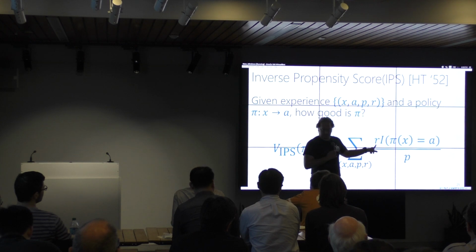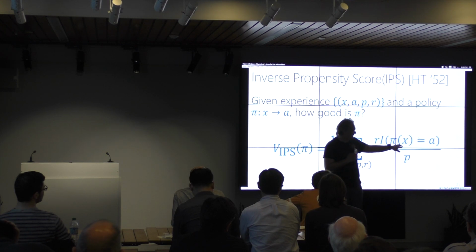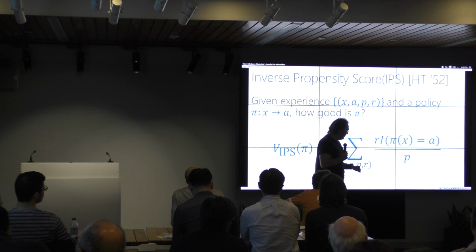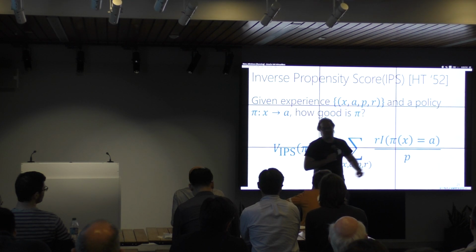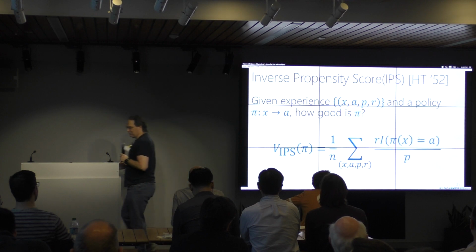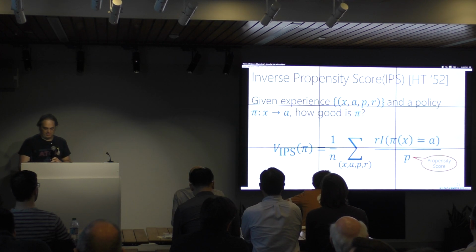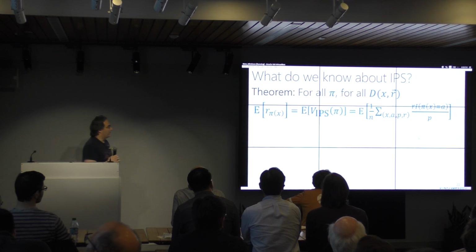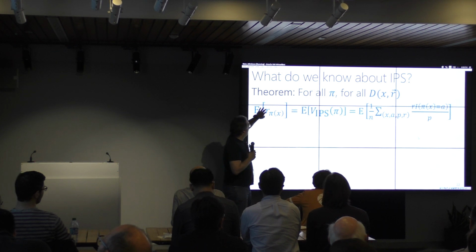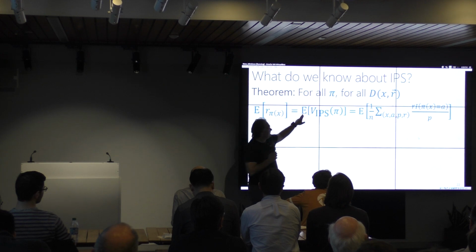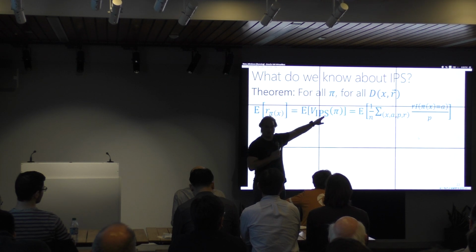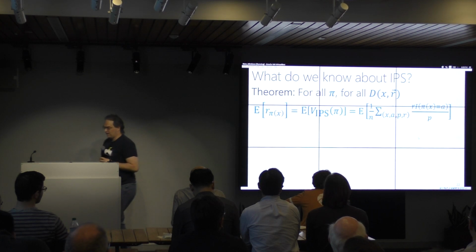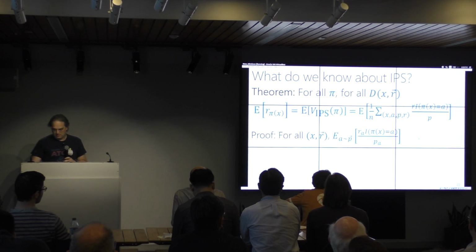You expect a large reward is good. You kind of expect to pay attention to the data which agrees with the policy. The division by p is maybe the least intuitive part. But it turns out that this is, in fact, an unbiased estimator. So you can prove that the expected reward of the policy's chosen action is equal to the expectation of this estimator. And that proof fits on this slide.